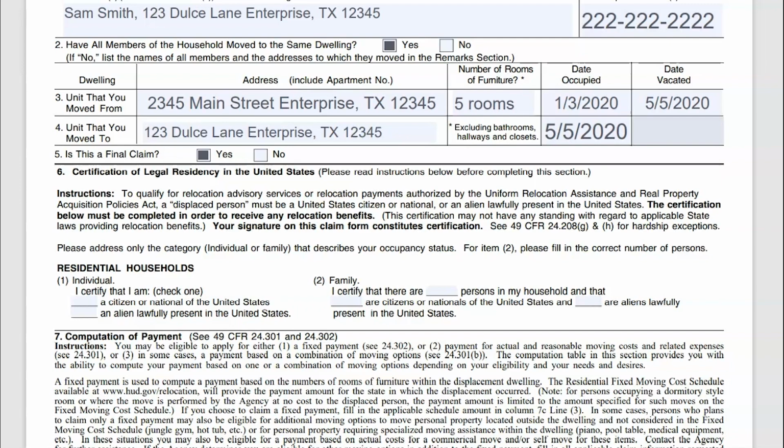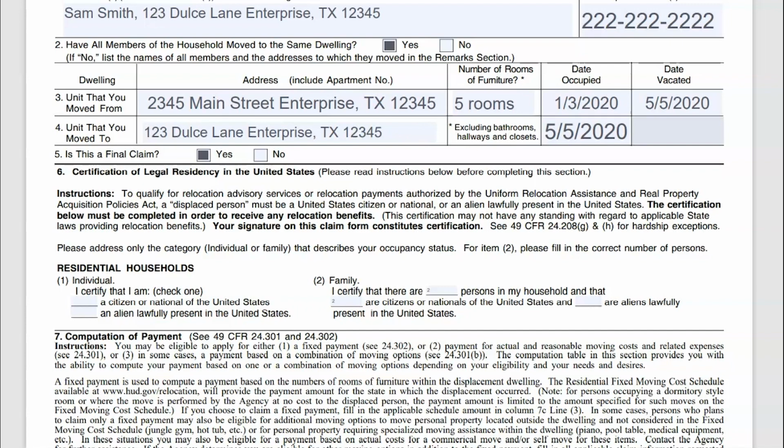The certification must be completed in order to receive any relocation assistance. In order to certify, the claimant will sign the completed form. Claimant should see 49 CFR 24.208 G and H for hardship exceptions to the legal residency requirement. In number 6, the claimant will select only one category, 1 individual or 2 family. If individual, the individual should select if they are a citizen or alien lawfully present in the United States.